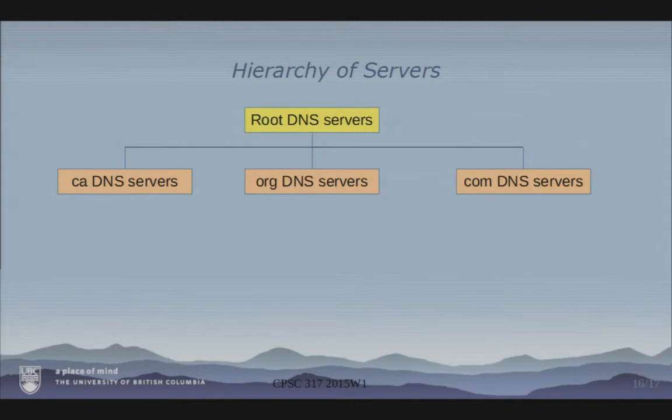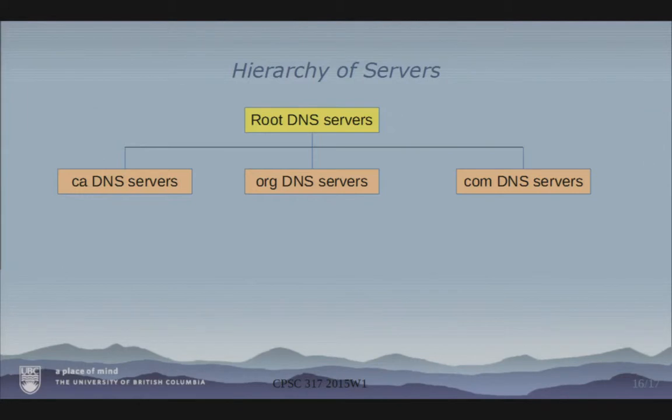And so what they do is they don't have all of the addresses of the internet in them. They only have the addresses of this last part of the name, the suffix part: .ca, .org, .edu, .com. So the way that DNS works is you ask a question of a DNS server.